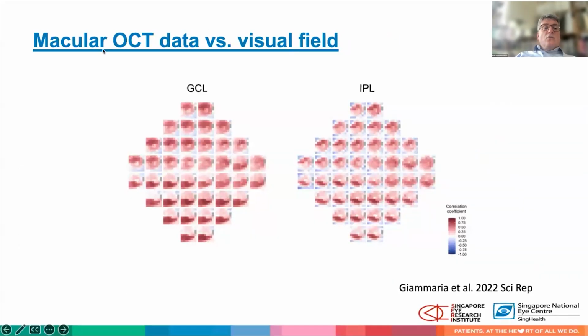Now you can also do this with the macular OCT data versus the visual field, both for the GCL and the IPL, and you see that there is also a pretty reasonable structure function assessment.